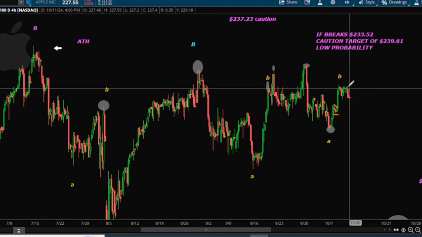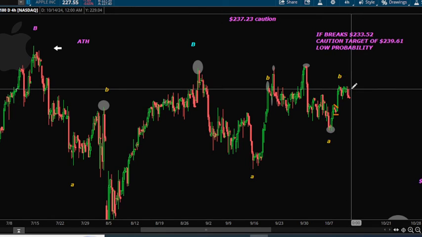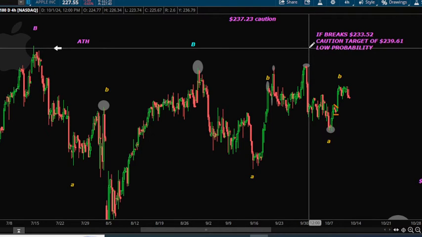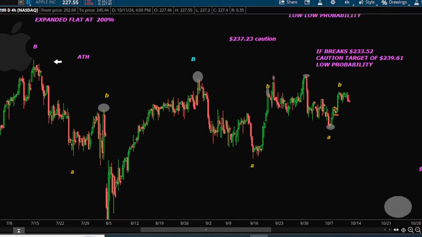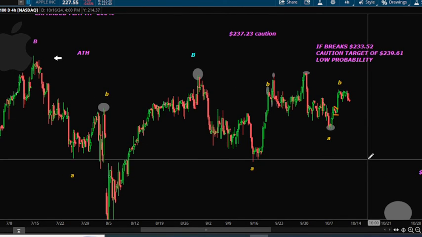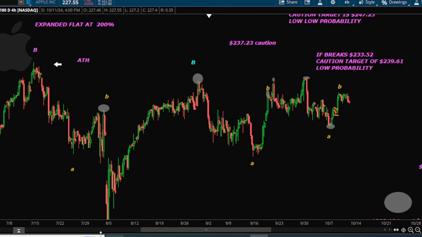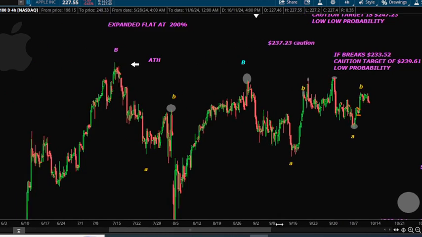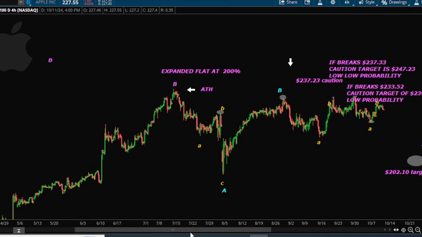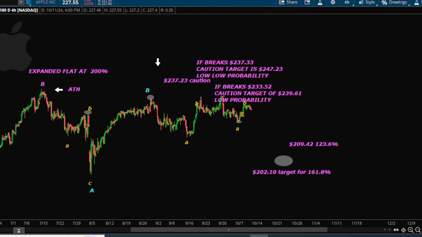So the 233 is a good stop loss, and the 237 is a good stop loss. That being said, now let's get the target for the C wave down, which I have already written.